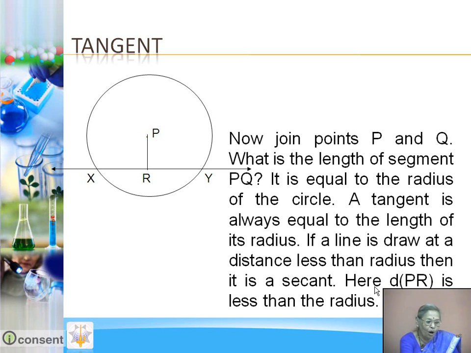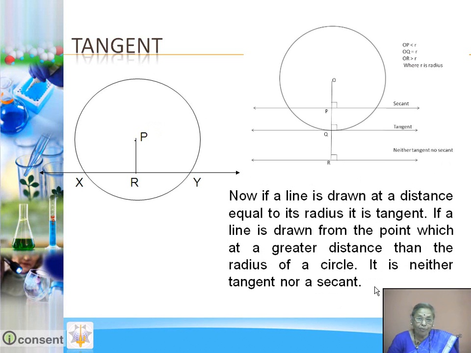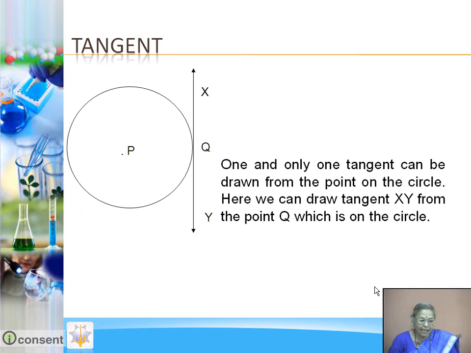If you draw a line which is away from the circle, that is, the distance of this line is greater than the radius of the circle, then it is neither tangent nor a secant. It is outside the circle. Now, in this figure, you will see that line XY is a tangent at point Q.